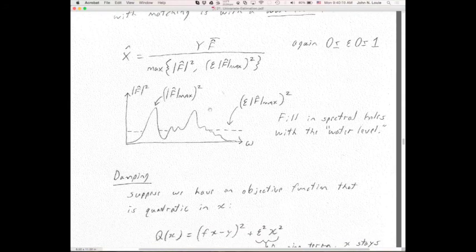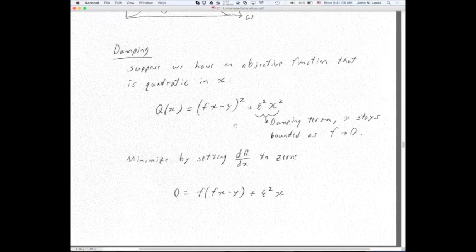Okay? And what if epsilon is 1? Well, then we fill in the water level all the way up to here, and we are dividing by a constant value every time. And as we decrease that water level, we get closer and closer to the inverse, y over f. So we're filling in the spectral holes with a water level. When we add epsilon, we're lifting the spectrum. When we use the water level, we're kind of filling in the holes in the spectrum. And maybe it's easier here to see that if we make our epsilon 1, then we're going to have filled in all the holes, right up to the very peaks.